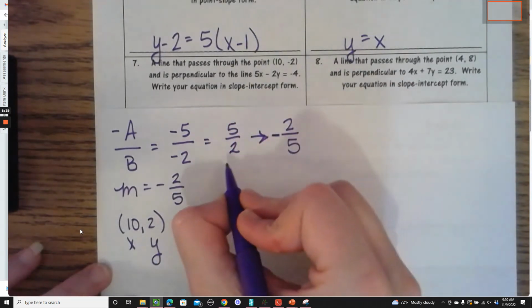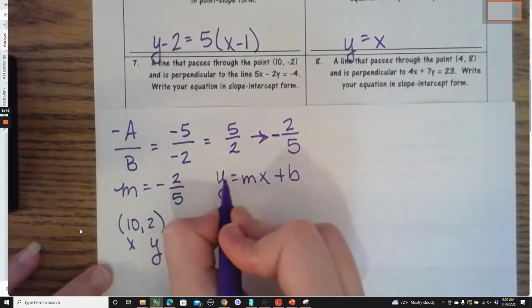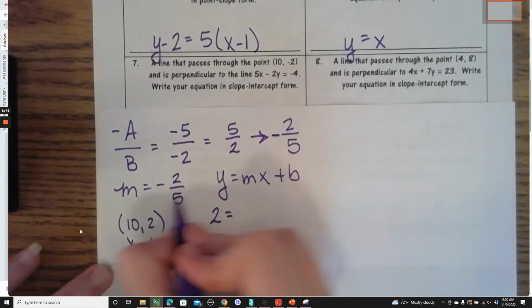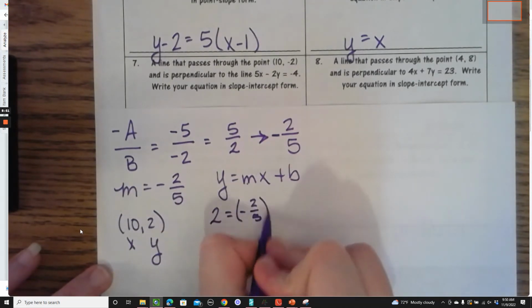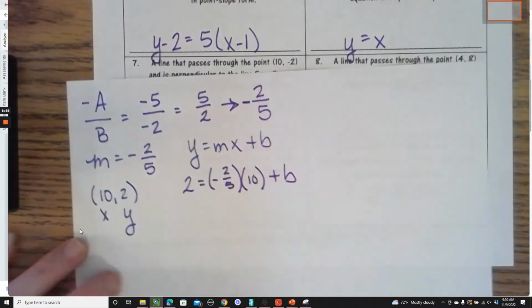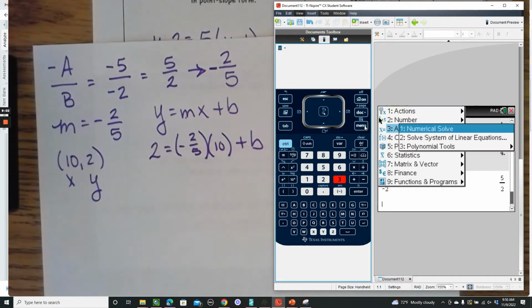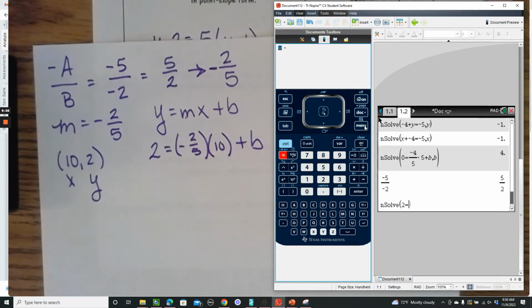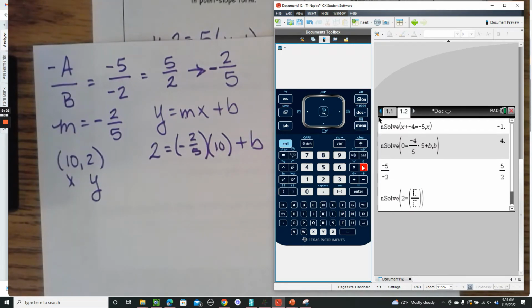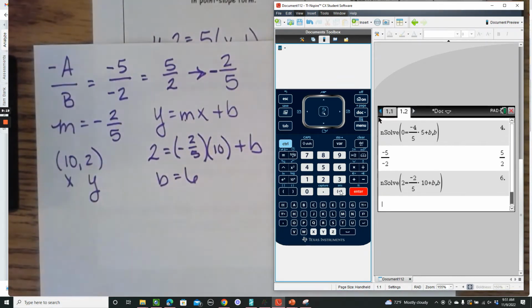It wants it in slope-intercept form, so I plug my pieces in. Y is -2, m is negative 2/5, x is 10, plus b. So I'm solving for b. I'm trying to find my y-intercept. So nSolve, menu 3-1. Negative 2 over 5 times 10 plus b, comma b. So my b value is 2.